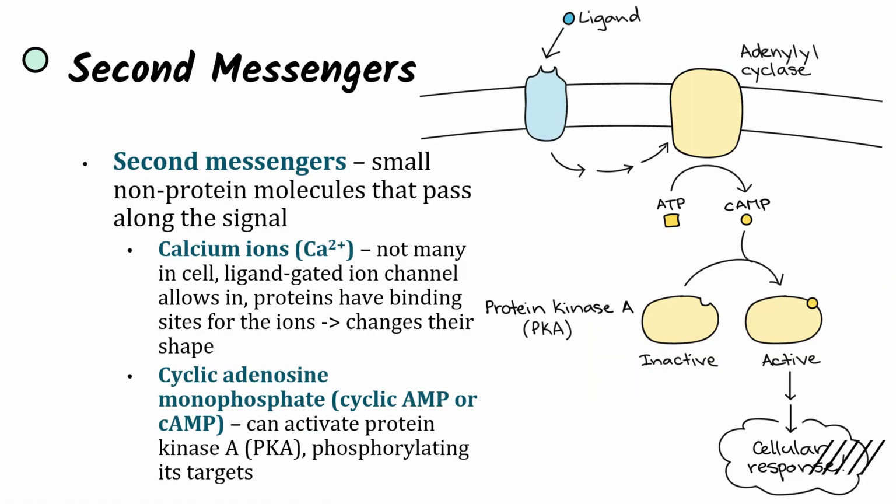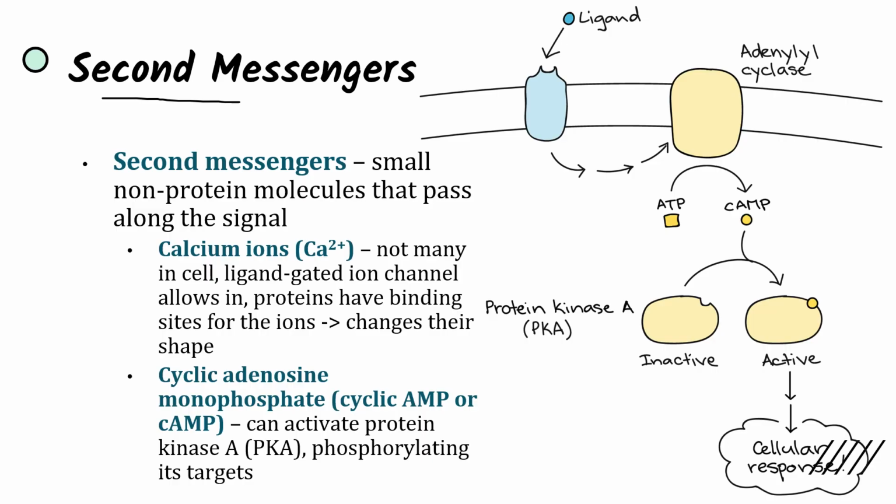Now, phosphorylation cascades happen through proteins. Of course, each of the enzymes, the kinases that are activated by the phosphate groups are going to be proteins because they're enzymes. But there are small non-protein molecules that also can pass along the signal, and these are known as second messengers, because of course the first messenger is the ligand. And there are two main kinds here.